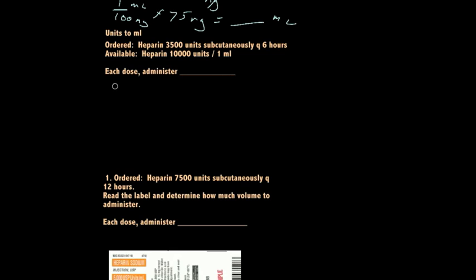So the doc says, give this guy 3,500 units, and the pharmacy says, well, we've got it for every 1 mil, we've got 1,000 units in a syringe. So you're going to have to convert this from units to milliliters. So that's what we're looking to get here, is milliliters, question mark. I know for every 10,000 units, I have 1 milliliter.